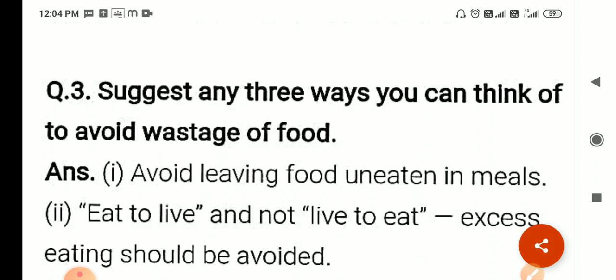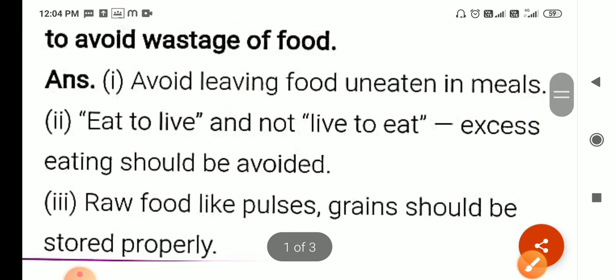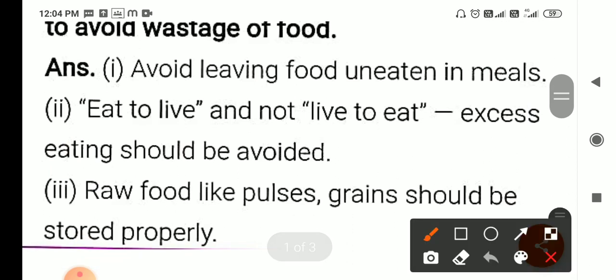Then question number 3, suggest any 3 ways that you can think of to avoid wastage of the food. So there are 3 main ways which we can discuss. Number 1 is avoid leaving food uneaten in the meal. It means you have to take as much as you can eat. Don't take the extra. And the second is eat to live and not live to eat. Right? Excess eating should be avoided.